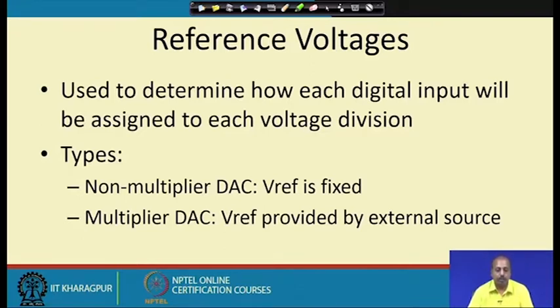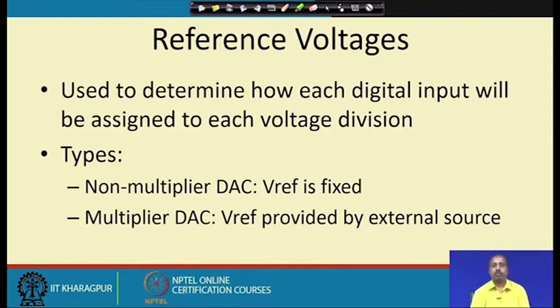There are two types of these reference voltages: one is the non-multiplier DAC where Vref is fixed, and the other is the multiplier DAC where the Vref will be provided by some external source. Some of the DAC chips you will find have the Vref value fixed by the designer. In some DAC chips, you will find that there is a Vref pin available and there is a range that is specified. So, you can apply some Vref in that range, and as a result it will convert the voltage value accordingly.